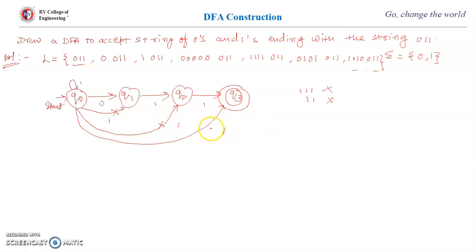Now we'll see this one. The machine will be in state Q0, and then 1 is given and it is going to the final state. So 1 is also accepted. This is also not a valid one, so this also can't be taken.